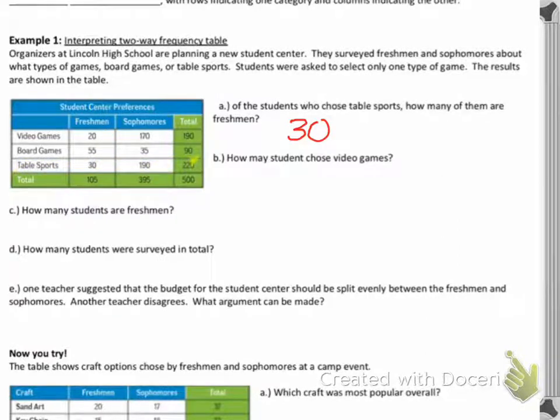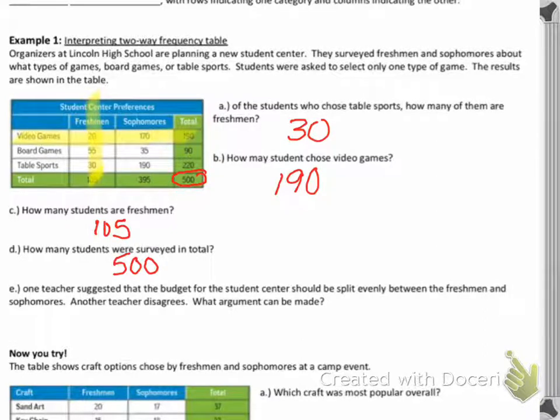So let me just kind of erase my stuff here. So I would say, okay, here's my video games row. There's a total of 190 students that chose it. Well, how many students altogether are freshmen? And so now I'm going to be looking at this row, and that would be a total of 105. And then question D says, well, how many students were surveyed in total? We would look to the very bottom right, which is 500.